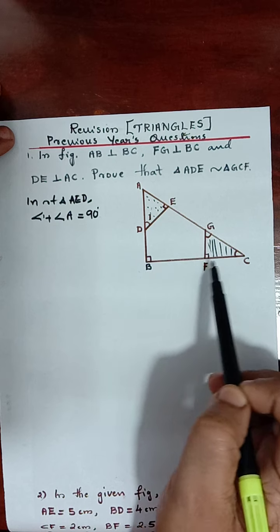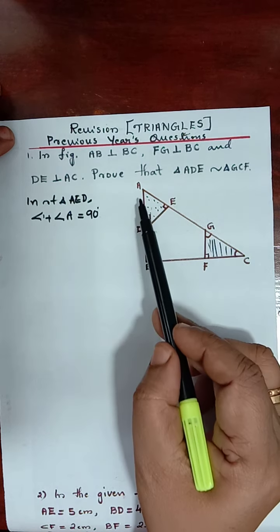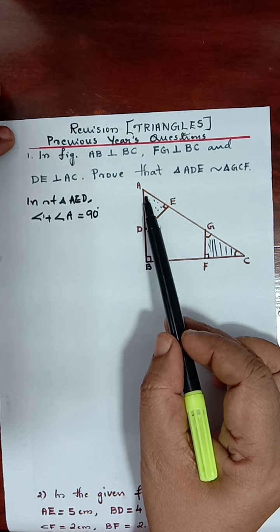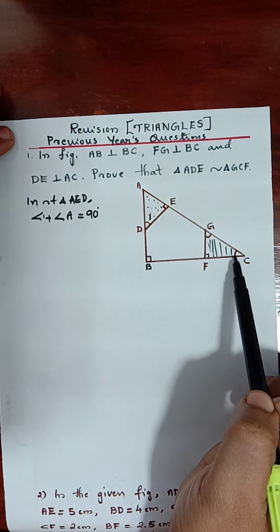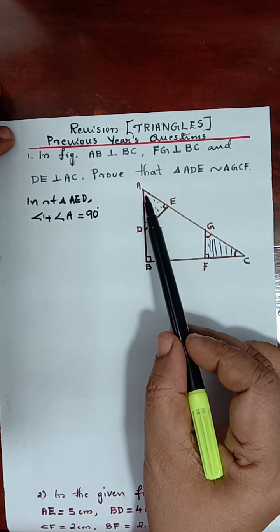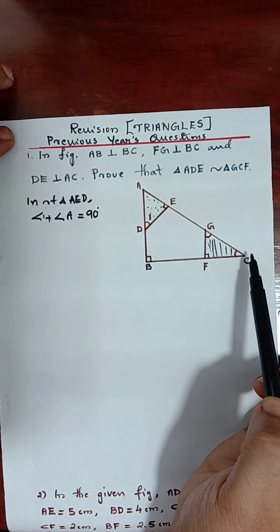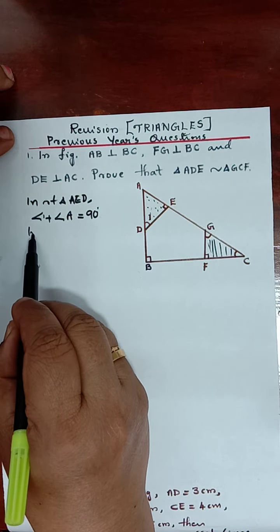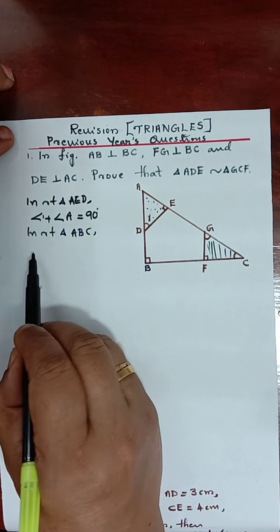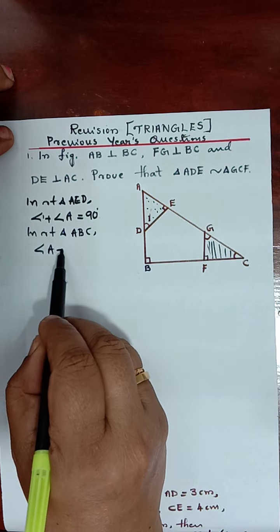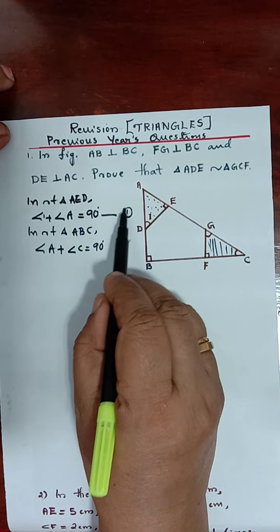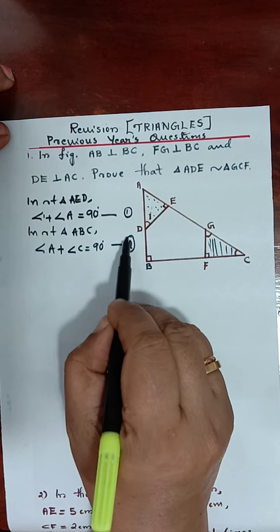Similarly in triangle ABC, is angle A plus angle C equal to 90? Because angle A plus angle B plus angle C equals 180, and angle B is 90. Therefore, the sum of angle A and angle C will be equal to 90. That is, in right triangle ABC, angle A plus angle C is equal to 90 degrees. So let us mark it as 1 and this as 2.